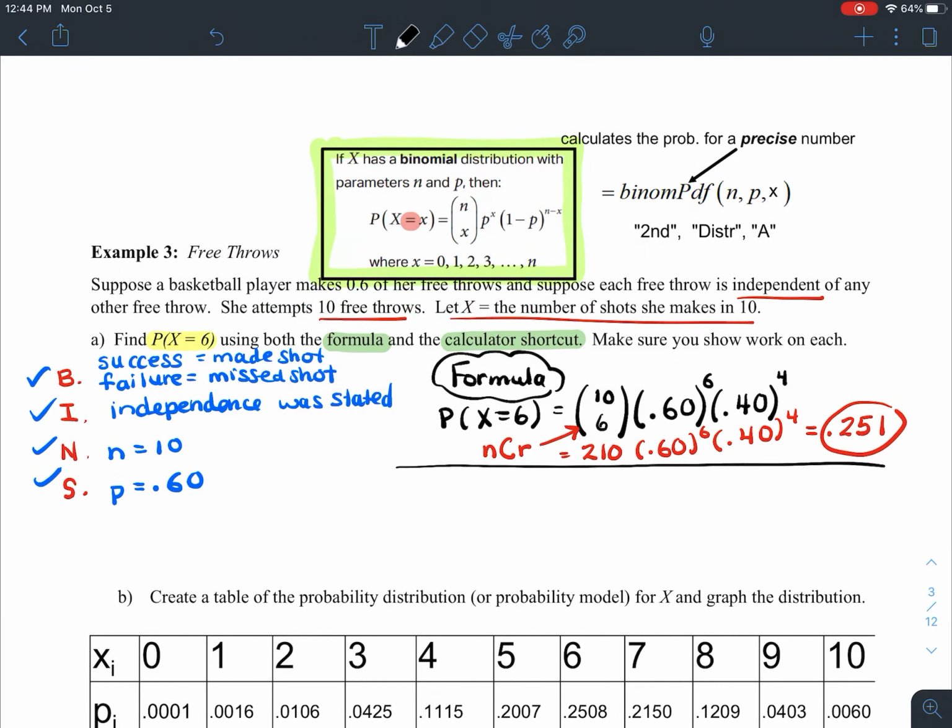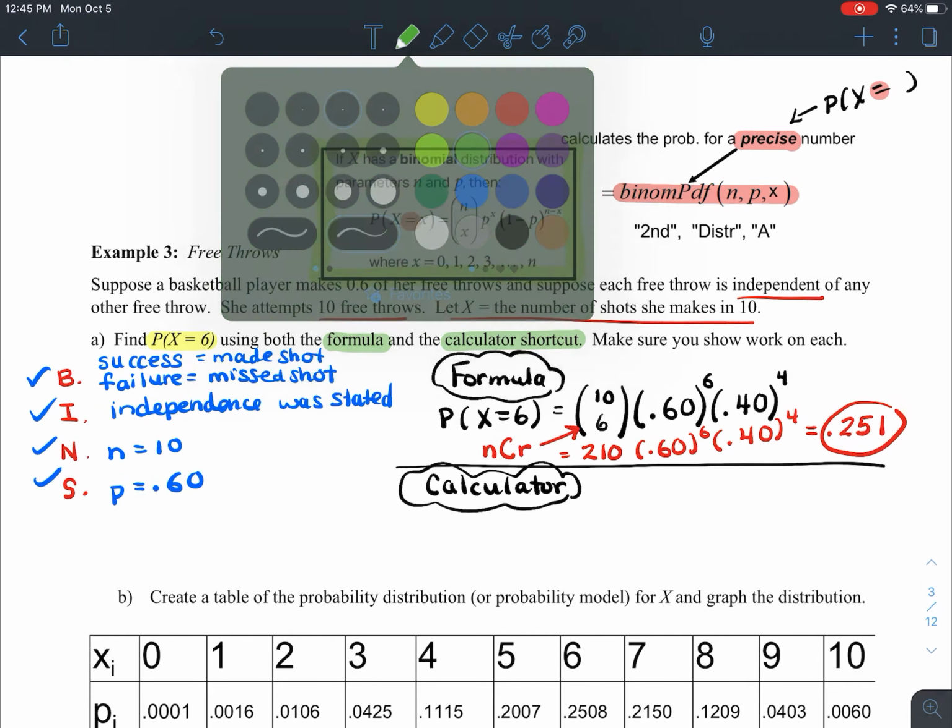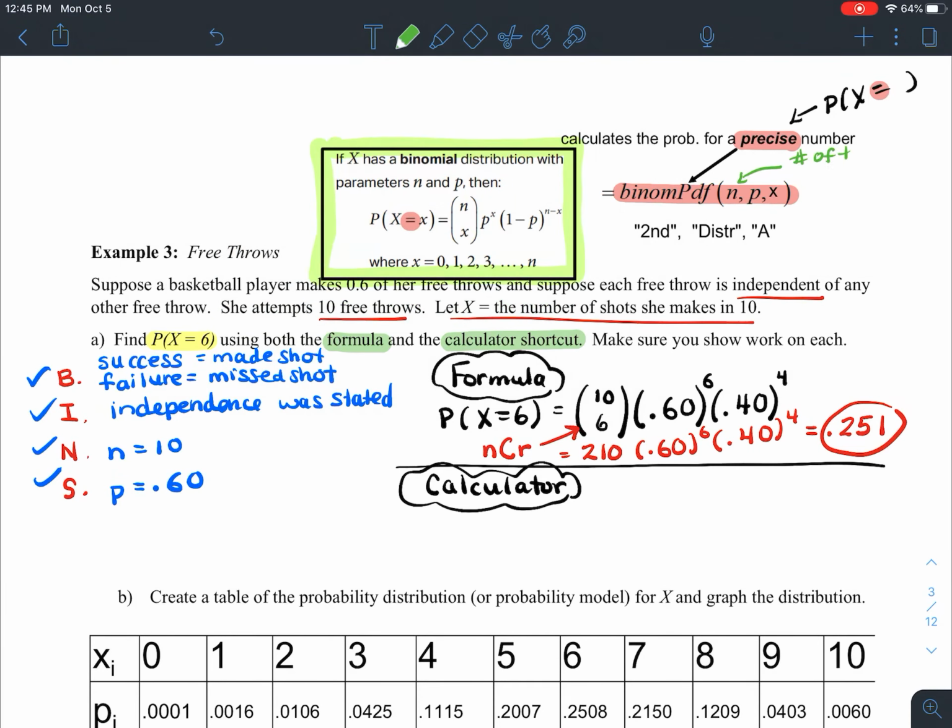Now, I'm going to show you a calculator feature, even more beyond the nCr feature. This is called binomial PDF. It's a PDF. The P is precise. That stands for, you're finding an equal to problem, not a greater than or less than. It requires 3 inputs. Those inputs are the number of trials, the probability of a success, and finally the number of successes that you're wanting in those n trials.